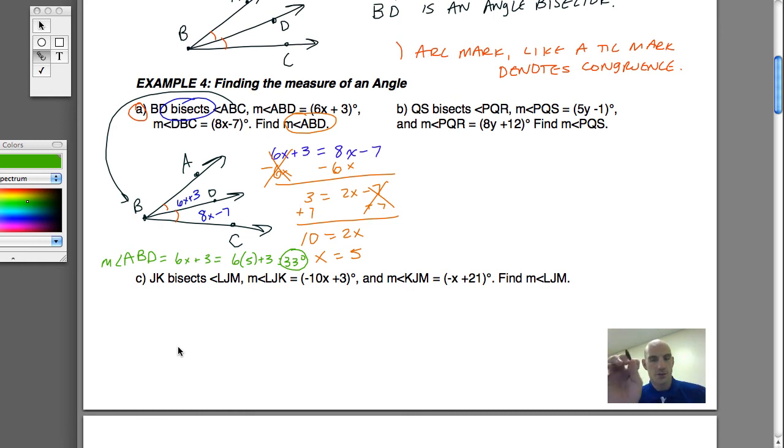The next two, I want you to try on your own, using the fact that if it bisects it, it cuts it in half. So the two halves are going to be equal, and together those two halves make the whole angle. All right, try those, and we'll see you next time.